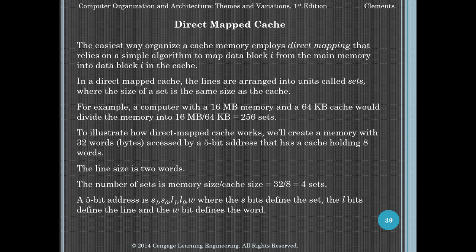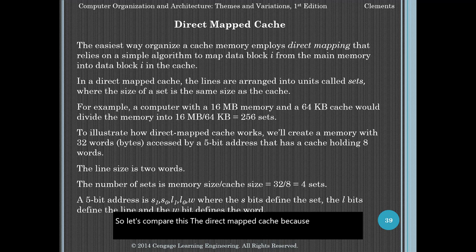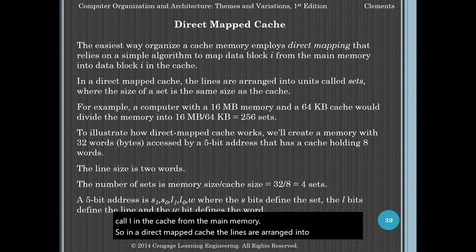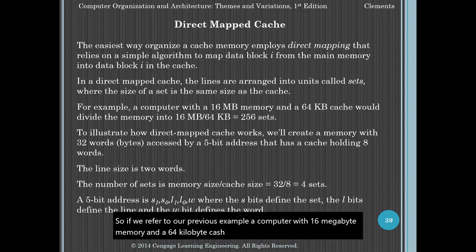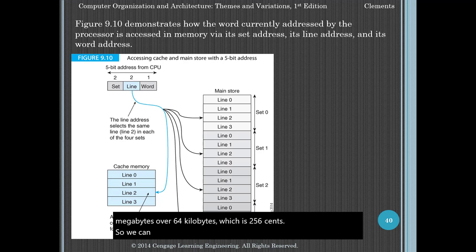So let's compare this to the direct mapped cache, because the easiest way to organize a cache memory employs direct mapping. This relies on a simple algorithm to map the data block, which we're going to call I, in the cache from the main memory. In a direct mapped cache, the lines are arranged into units called sets, where the size of a set is the same size as the cache. So if we refer to our previous example, a computer with 16 megabyte memory and a 64 kilobyte cache would divide the memory into 16 megabytes over 64 kilobytes, which is 256 sets. We can illustrate how this works here in the figure.